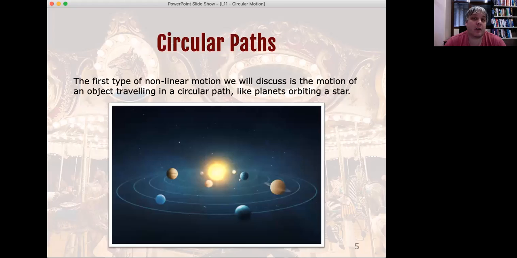The first type of non-linear motion we're going to look at will be the idea of an object traveling along a circular path. The simplest example is a planet orbiting a star, but there are a lot of other examples: a car going around a corner. If it's a perfectly circular corner, for example, the car travels around that. That is a circular path, even if it doesn't do a complete circle.